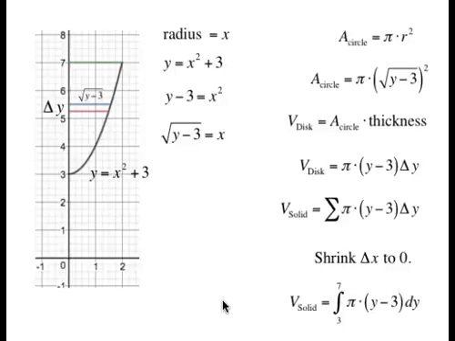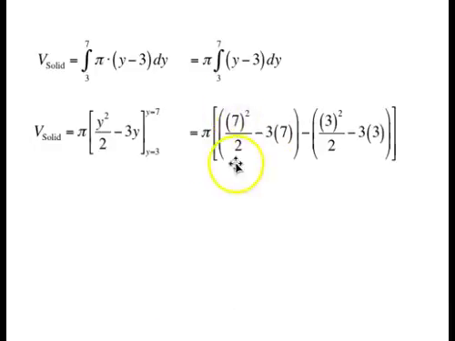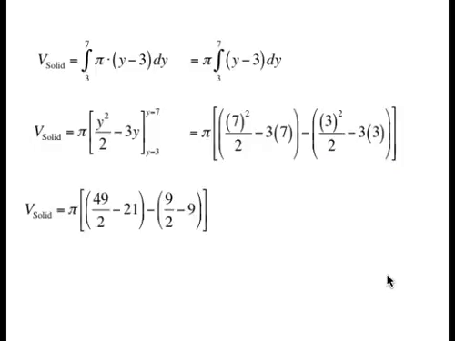Again, a relatively easy integral for us to do. So there it is. Pull out the pi, antiderivative of y minus 3: y squared over 2 minus 3y. Plugging in as y goes from 3 to 7: pi times 7 squared over 2 minus 3 times 7, minus 3 squared over 2 minus 3 times 3. 49 halves minus 21 minus 9 halves minus 9. Pi times 7 halves minus negative 9 halves. 7 halves minus negative 9 halves, of course, is 16 halves, or 8 pi. And that will conclude this lesson.